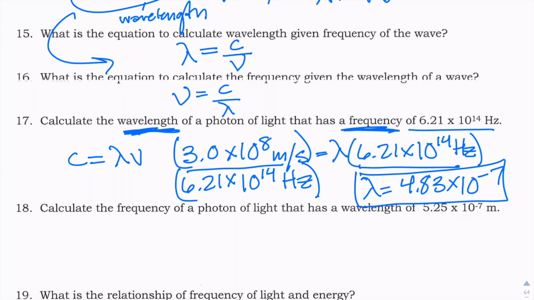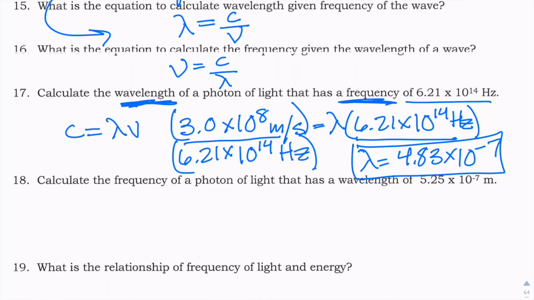Okay, so calculate the frequency if you have a wavelength of 5.25 times 10 to the minus 7. So again, we're going to use the same equation here. We know the speed of light. Speed of light never changes. It doesn't matter if it's radio waves or gamma rays. It makes no difference.